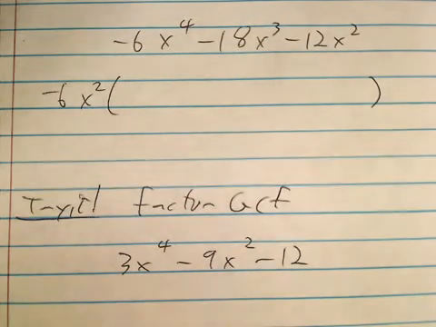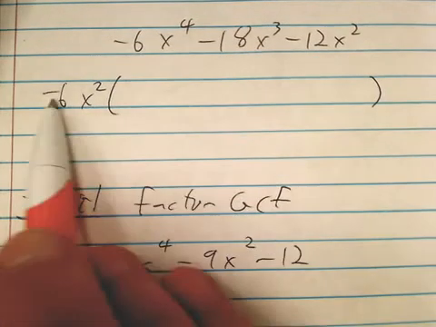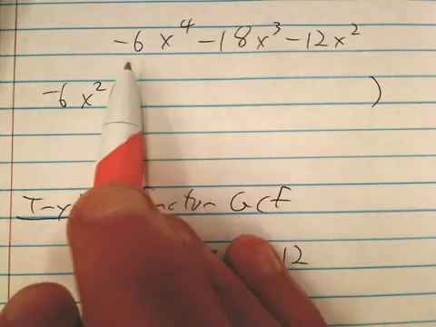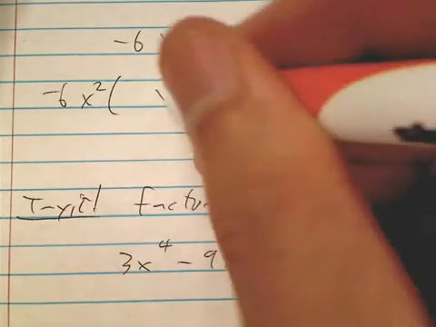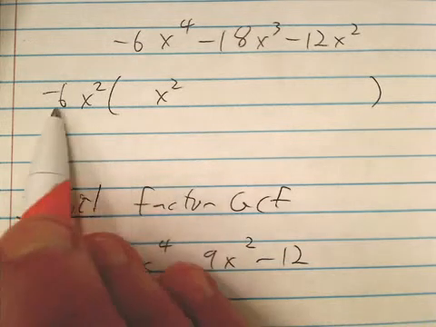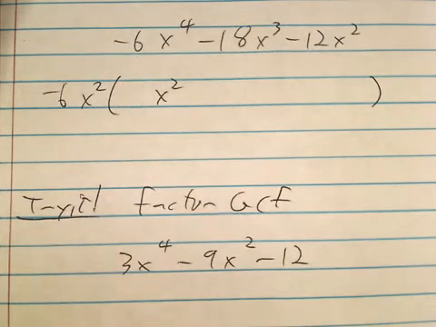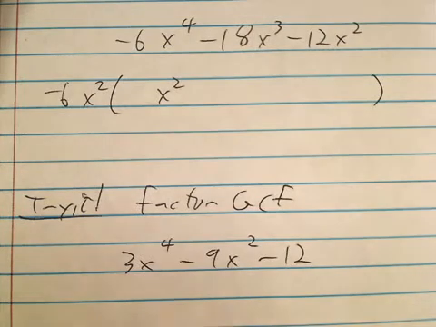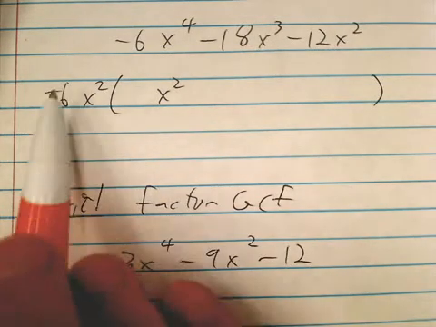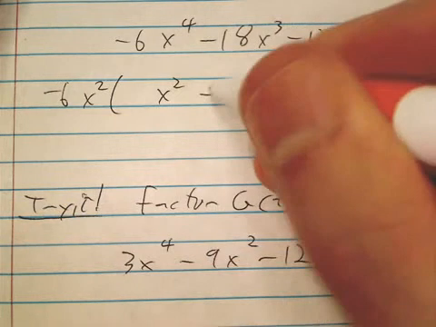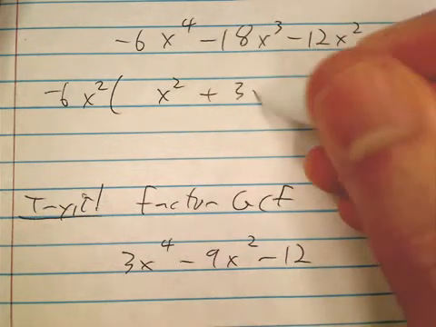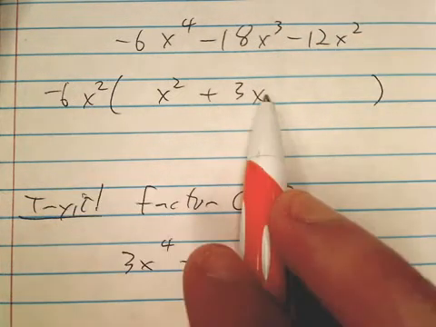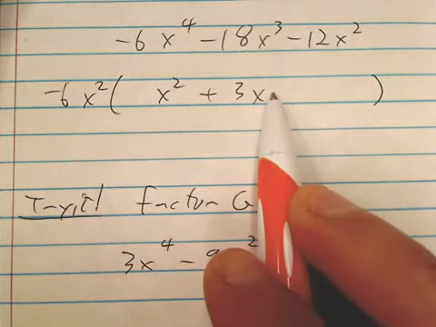Okay, now I'm going to see what I would need to multiply by. Negative 6x squared times what will give me negative 6x to the 4th? Well, I just need x squared there. Negative 6 times 1 is negative 6. I don't need to manipulate that. Then 2 plus 2 gives me 4. Beautiful. Let me see. Negative 6 times 3 gives me 18. And 2 plus 1 gives me 3. Very nice.